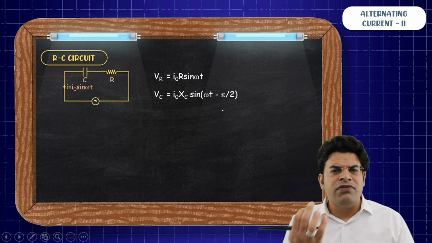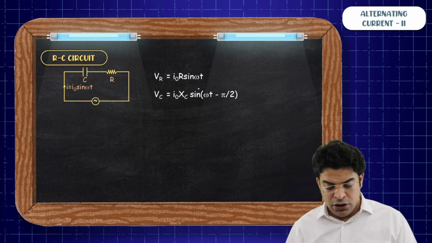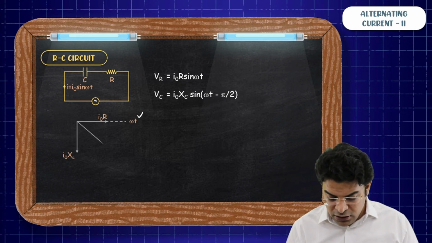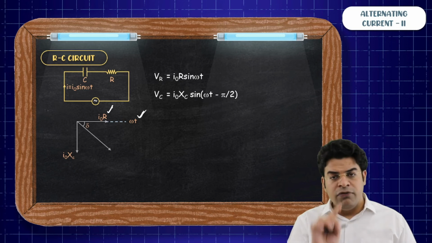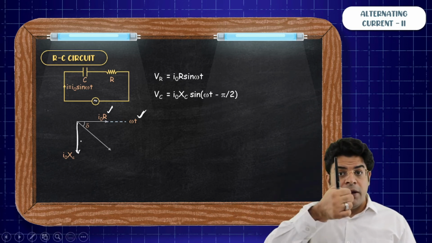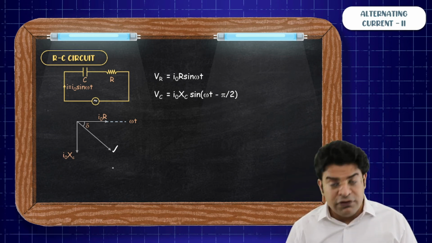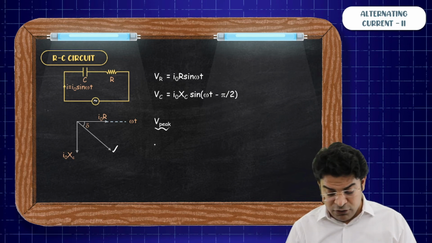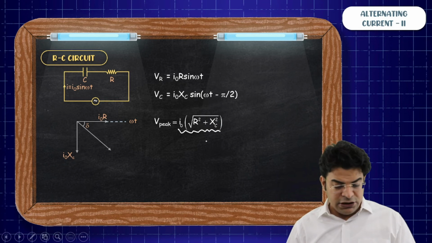If you think of the impedance triangle, to add up these two using phasors, you can take the reference direction as the phase of current. I naught R will be the potential drop in the same direction. I naught XC will lag behind by an angle of 90 degrees, and you will get the resultant somewhere here. The value of this resultant, the V peak, will be I naught into under root of R square plus XC square.